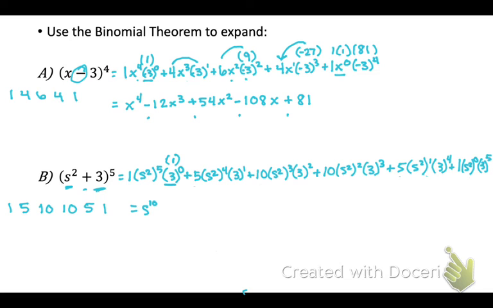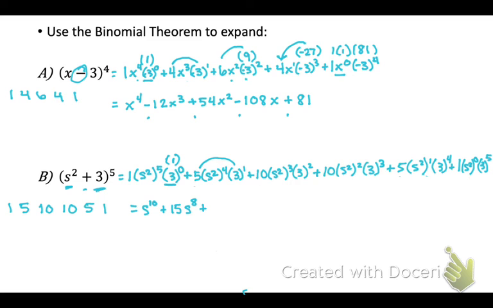Is it important you use those parentheses? Yes. Okay, now what is 3 to the 1st? 3. Always do the whole numbers first, it makes it easier. So 3 times 5 is 15. S to the 8th.